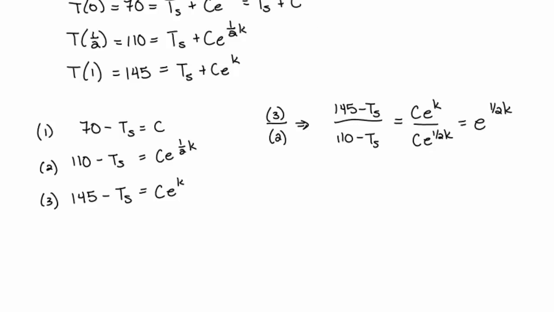And you can actually solve this for k. You can find out what k is here. So let's go ahead and do that. That will imply 2 times the natural log of, not absolute value, I keep wanting to say that, 2 times the natural log of 145 minus t sub s over 110 minus t sub s is equal to the constant k.